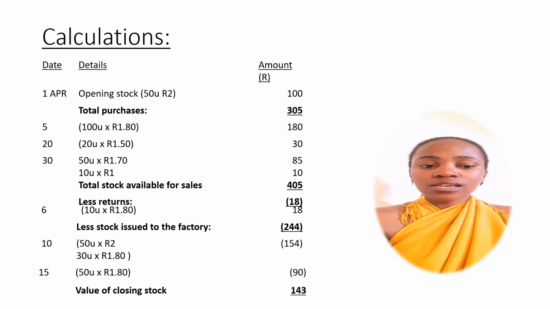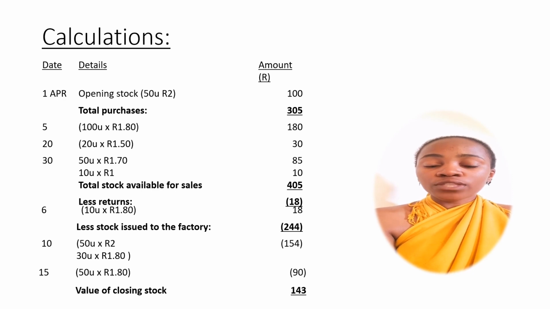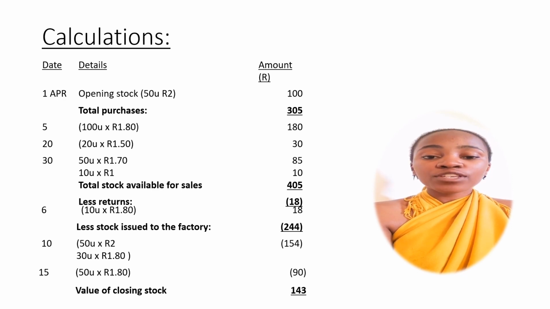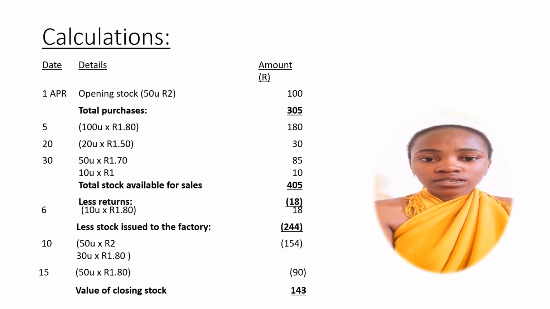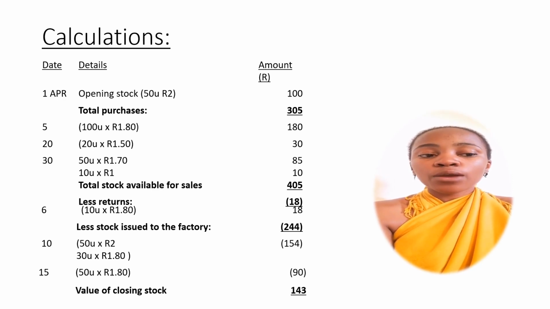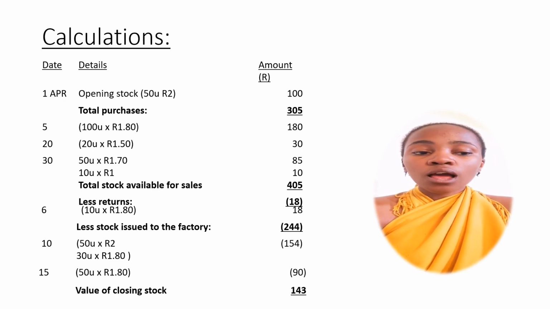The last one that says 10 units at 1 Rand each were returned to the store out of the units issued to the factory. Now, this one, we still have the stock with us in our shop. We didn't lose it. We did not return it to the supplier, but it is still with us in the shop. This is why we're gonna account for it as part of our purchases, because we now still have it in the shop. So it will be 10 units multiplied by 1 Rand each, which gives us the value of 10 Rand. That is all our purchases.